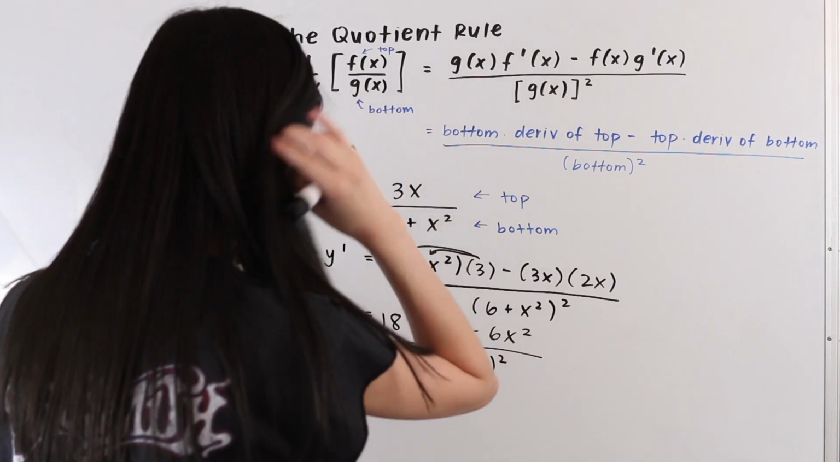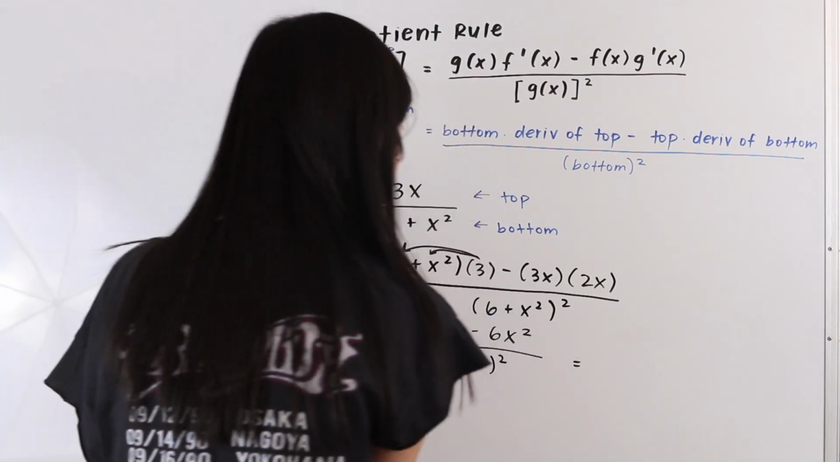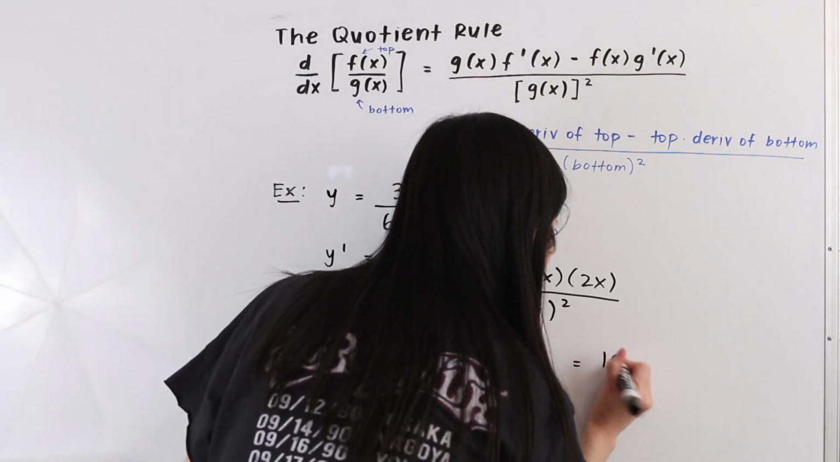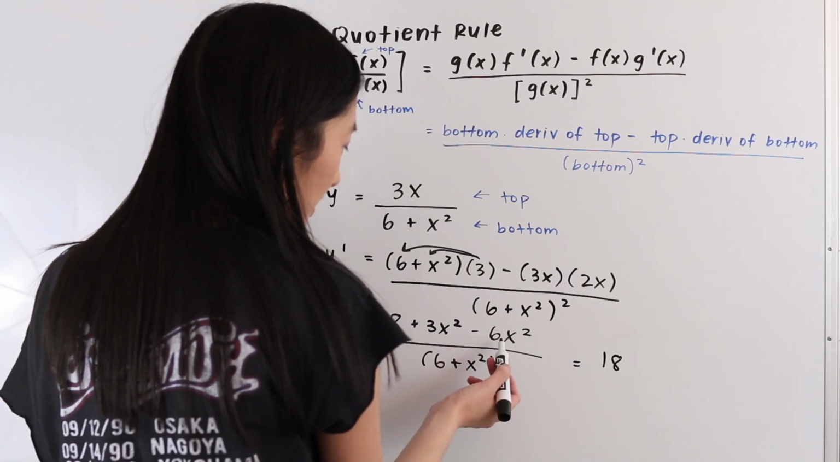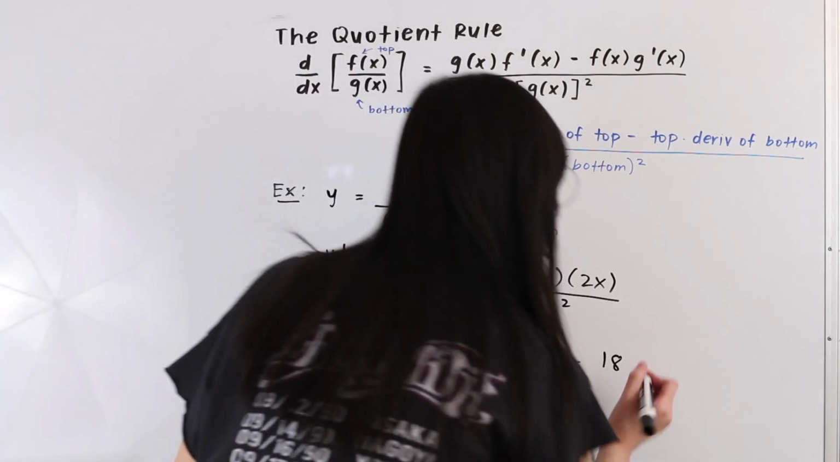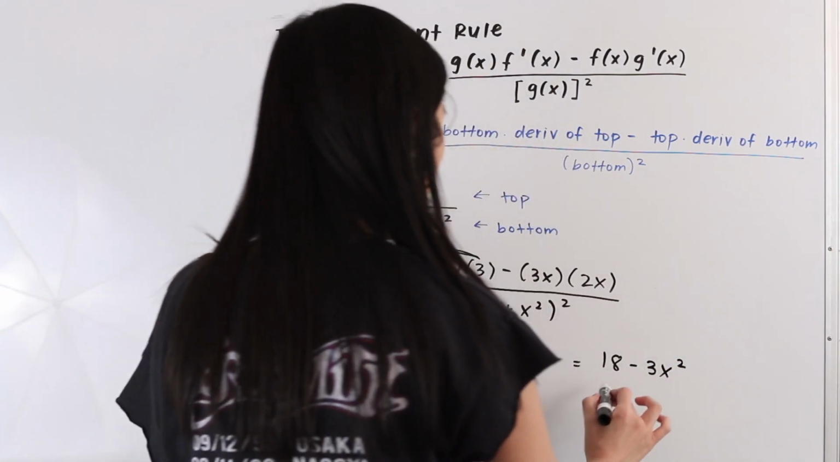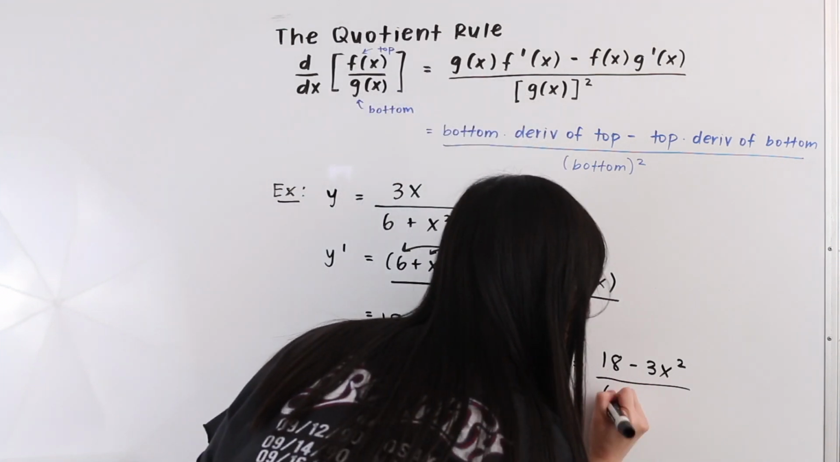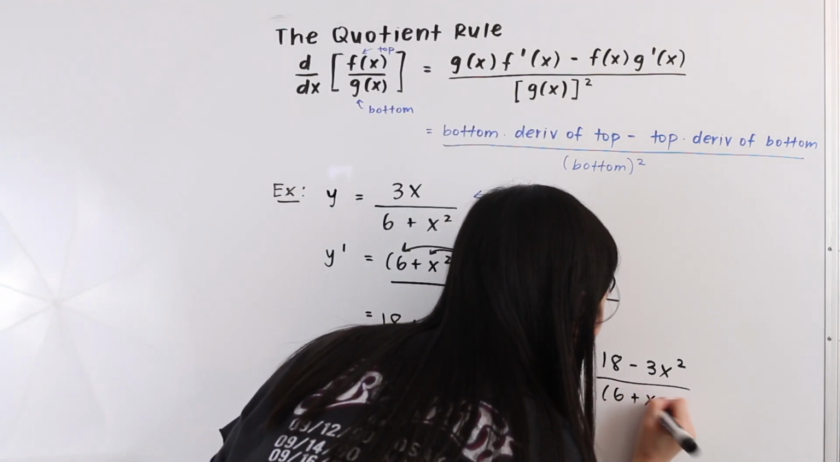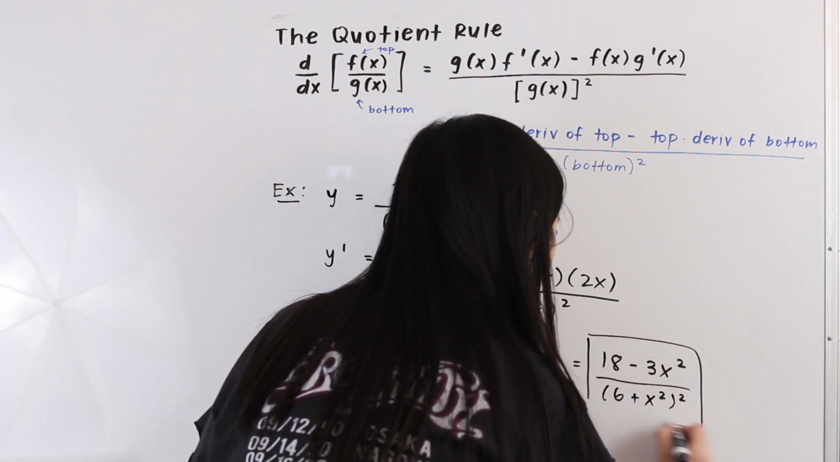Now let's simplify our numerator. We have an 18 plus 3x squared minus 6x squared. Combining these two terms together, we just have a negative 3x squared. And this is all over 6 plus x squared, squared. And so this is our final answer.